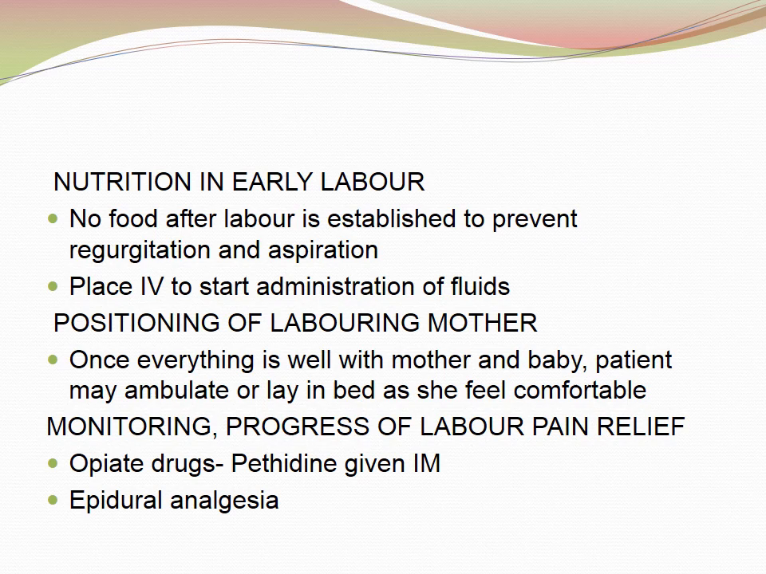Positioning of the laboring mother: once everything is well with the mother and the baby, the patient may ambulate or lie in bed as she feels comfortable. Monitor the progress of labor and also give pain relief. For pain relief, you can give opiate drugs; intramuscular pethidine can be given. Epidural analgesia is the ideal pain relief during labor.